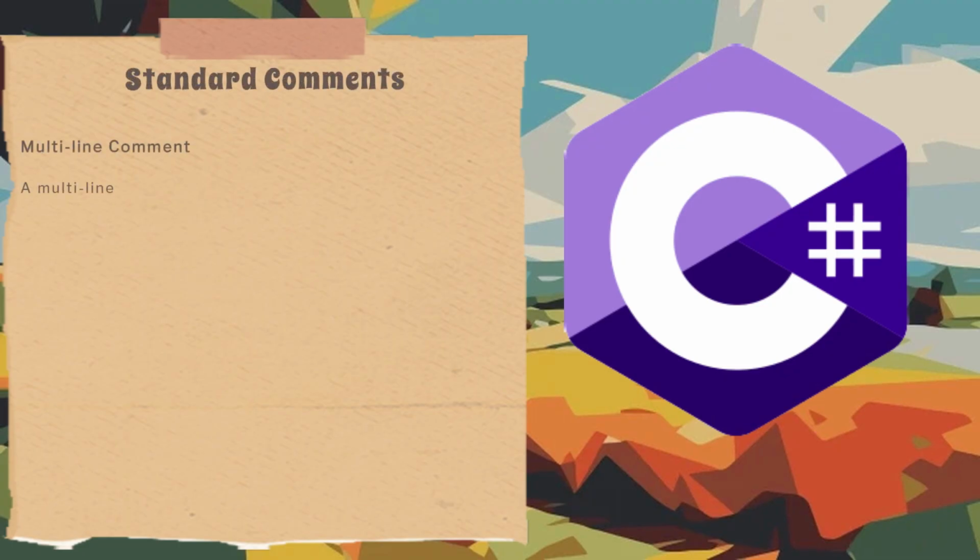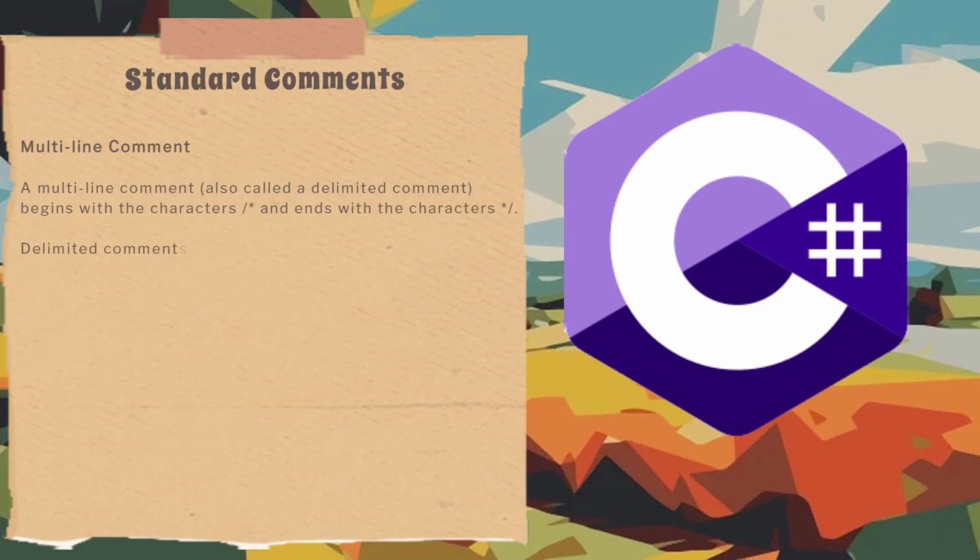A multi-line comment, also called a delimited comment, begins with the characters /* and ends with the characters */. Delimited comments can occupy a portion of a line, a single line, or multiple lines.